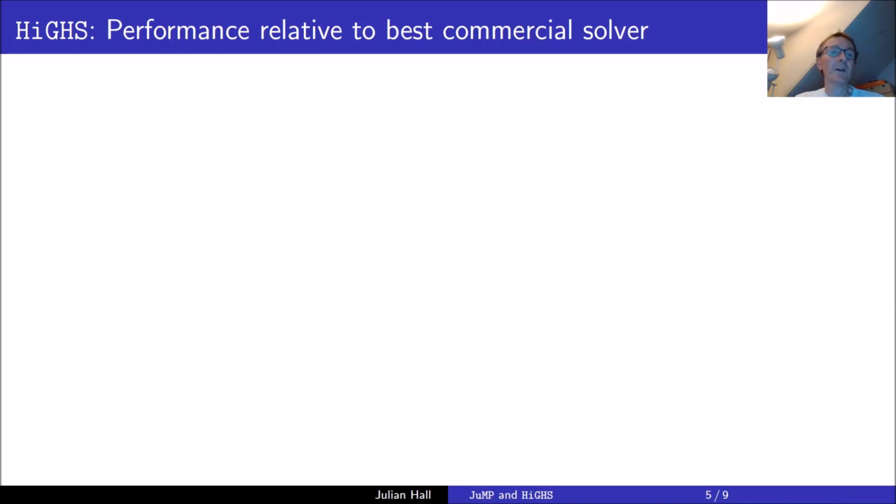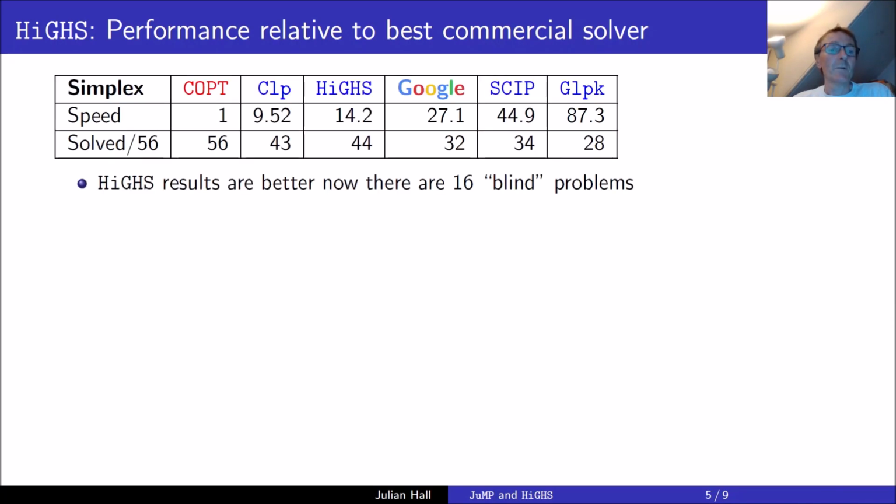Here's the performance of HiGHS relative to the best commercial solver and other open source solvers. For simplex, the performance of the codes is normalized so that the best solver has a speed of 1, and that's Cardinal's simplex solver written by Chi. CLP is John Forrest's code, which is slightly faster than HiGHS, and behind that we have Google's GLOP, the simplex solver in SCIP and GLPK.